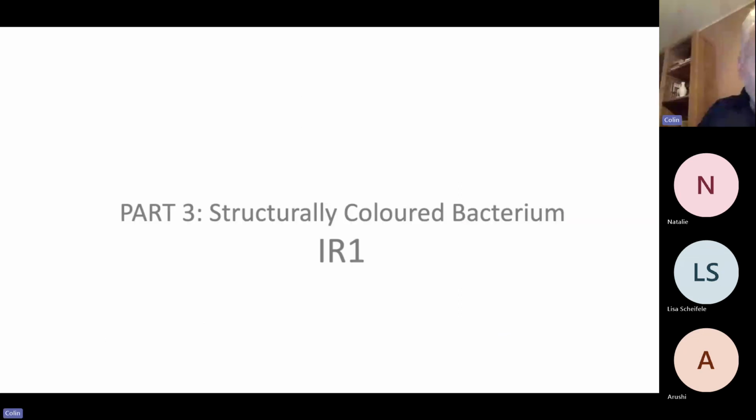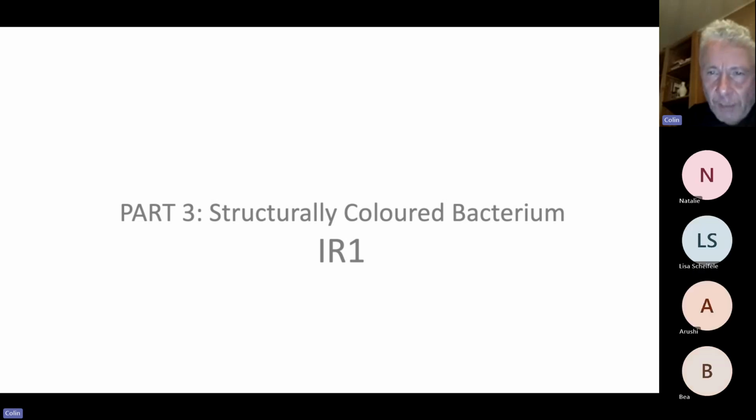So the next part is what we call IR1, which was this bacterium that I showed before. We do several different things, and I'm not going to talk about all of them, but one of them is generally biodiscovery. So we're looking for lots of other structurally colored bacteria, and there's a lot of diversity and interest out there. We're not going to talk about that so much this time. There's also a lot of genomics, which I am going to at least mention.